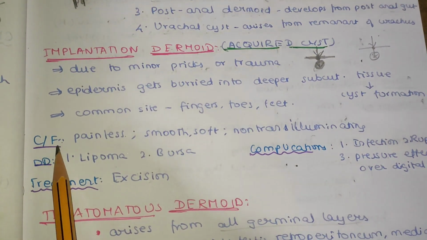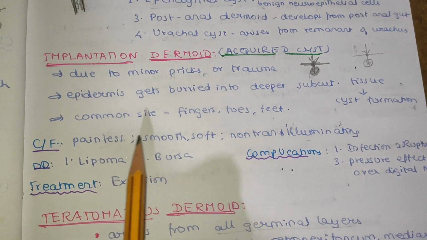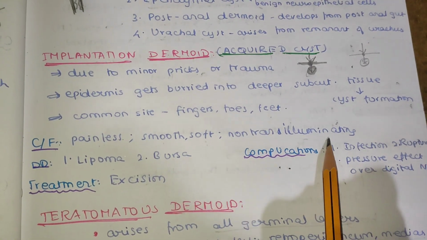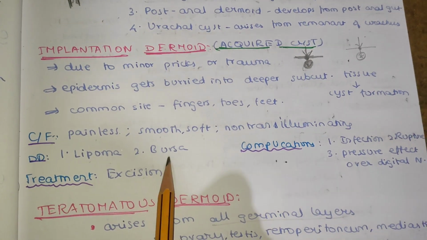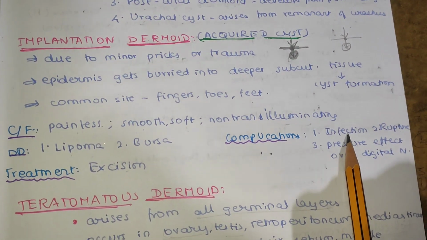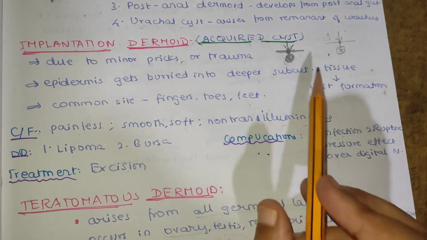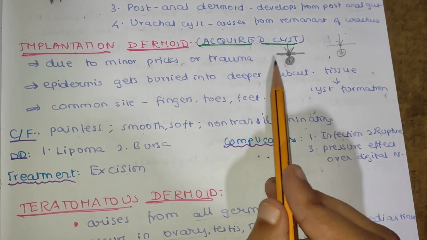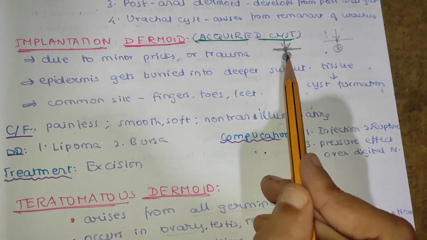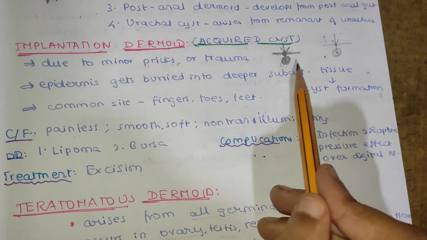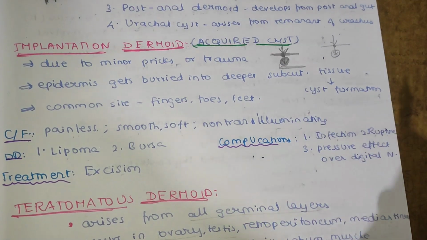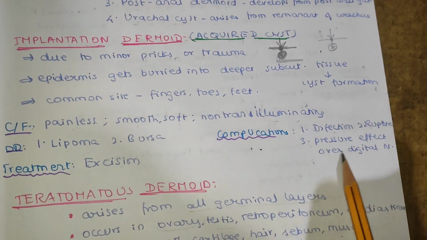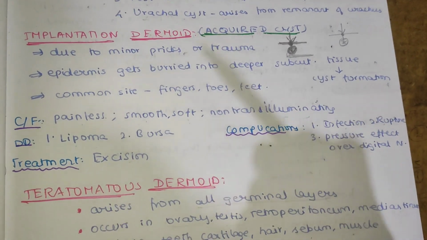So next one is the clinical feature. This is also a painless, smooth, soft cyst, and it is also non-transilluminating. Differential diagnosis is lipoma and bursa. Complications include infection, rupture, and due to the pressure effect, when it occurs in the fingers, digital nerve compression may occur. So pressure effect over the digital nerve, and treatment is excision of this.